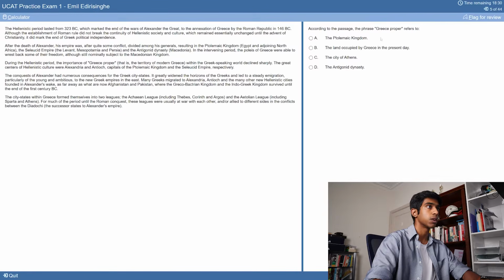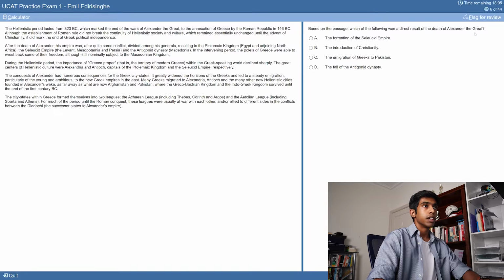According to the passage, phase Greek proper refers to. Okay. So this is about after his death, during the Hellenic period, importance of Greece proper, territory of modern Greece. Direct result of the death of Alexander the Great. So after the death, the Seleucid Empire. So, yeah.